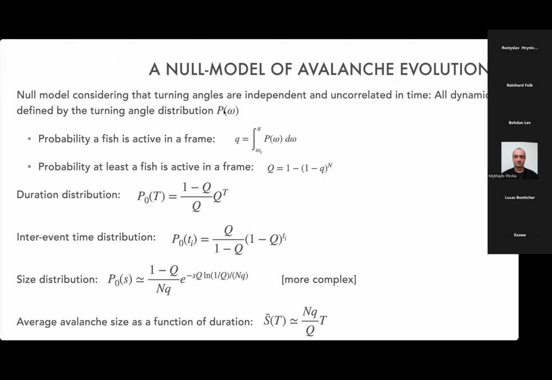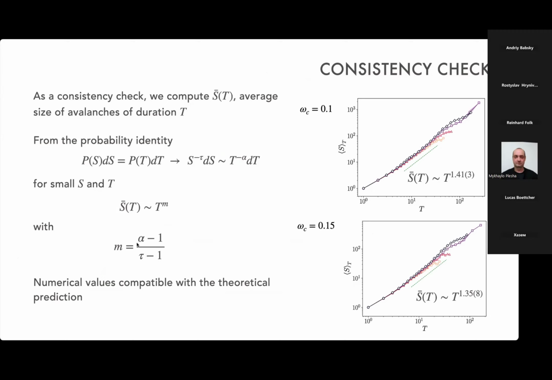One first thing we can do is to look at the average size of avalanches of a fixed duration t. If you do some math, you expect that this average size will grow as a power law with time, with an exponent which is related with the exponents of the size and time distributions. You make this calculation and you see that indeed they follow a power law with an empirical exponent that is very similar to the one that you can compute using this theoretical prediction.